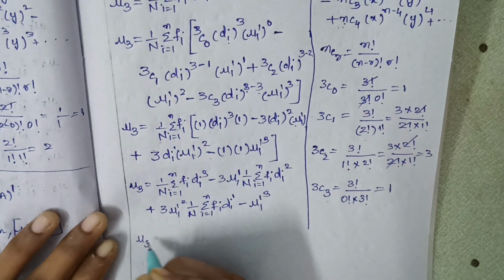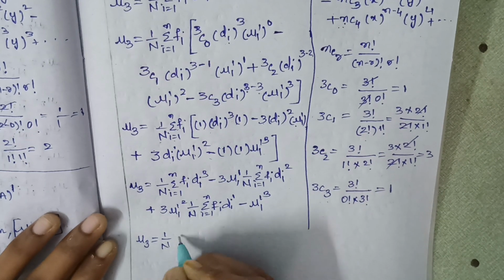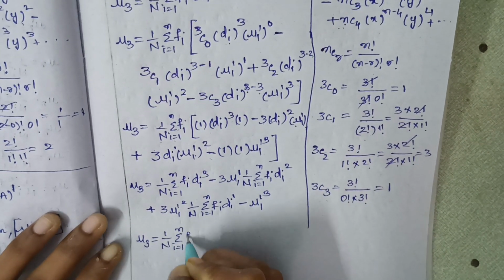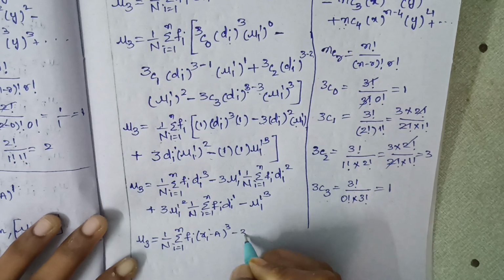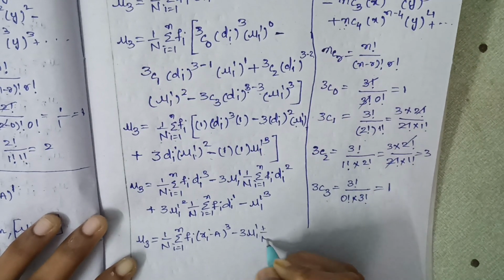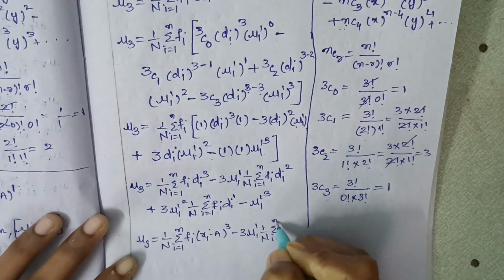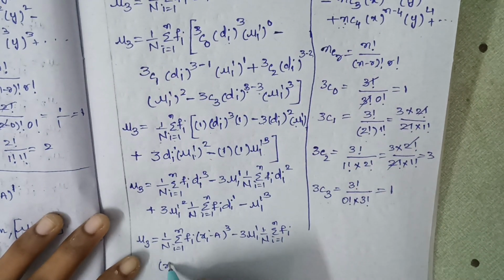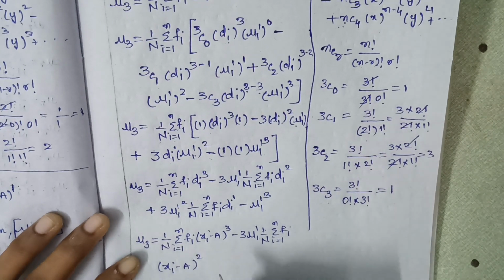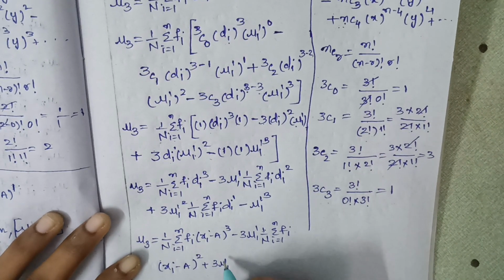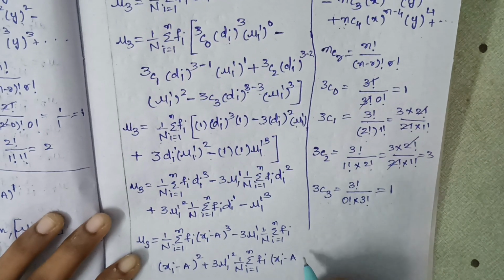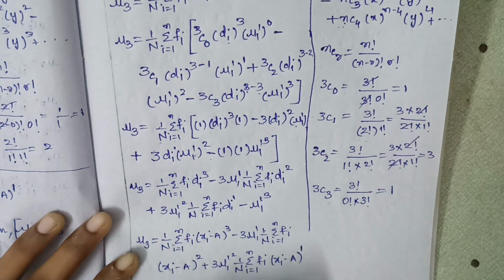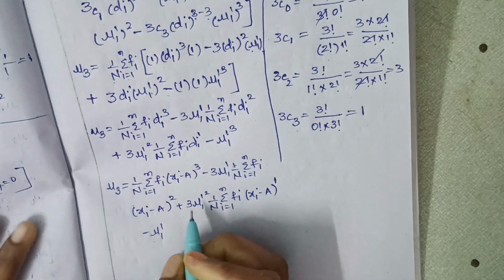And mu3 is equal to, we know, right, what is d_i? d_i is nothing but (x_i minus a) whole to the power of cube, minus 3 mu1 dash, 1 by n summation i equals 1 to n f_i into d_i, which is nothing but (x_i minus a) to the power of square, plus 3 mu1 dash square, 1 by n summation i equals 1 to n f_i into (x_i minus a) whole to the power of 1, minus mu1 dash to the power of cube.